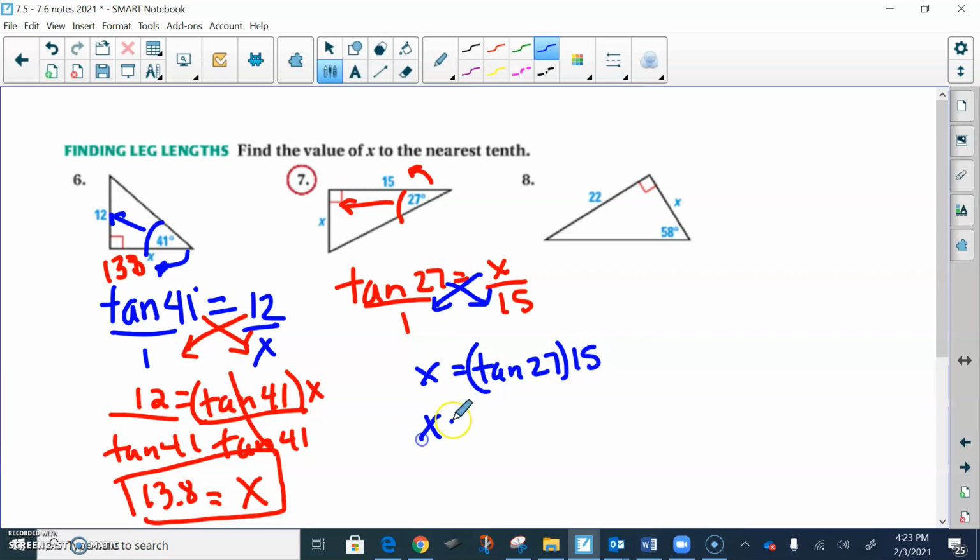And we're going to just punch that in our calculator. So we're going to use the tangent button, 27. This time you do have to close your parenthesis because we're multiplying times 15. And you're going to get that missing side is about 7.6. We knew it was going to be less than 15. It's a smaller side because it's a smaller angle. So 7.6. Incredible. Okay.